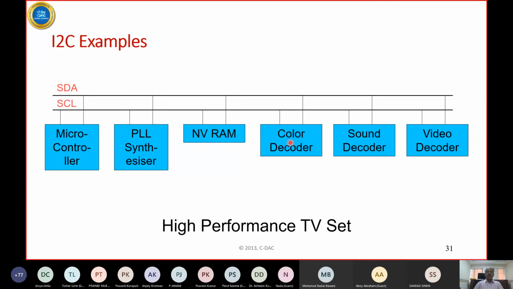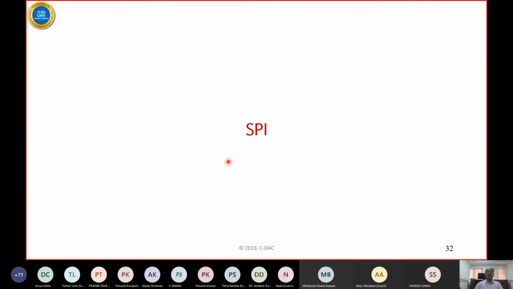Then, for video, it is used only as a control bus. Like, the user sets some parameters, and those parameters go to the color decoder, sound decoder, and video decoder, whether you are using the NTSC system or the PAL system, whether sound is Dolby or not. That is all programmed through a back channel, and the interface used for that is I2C.